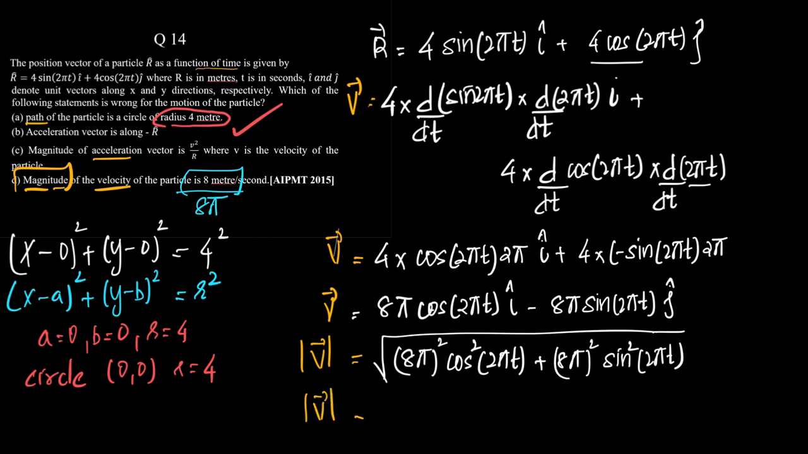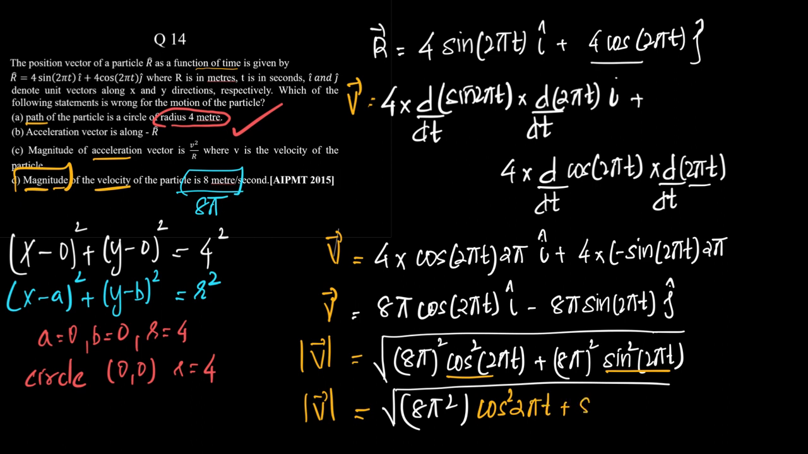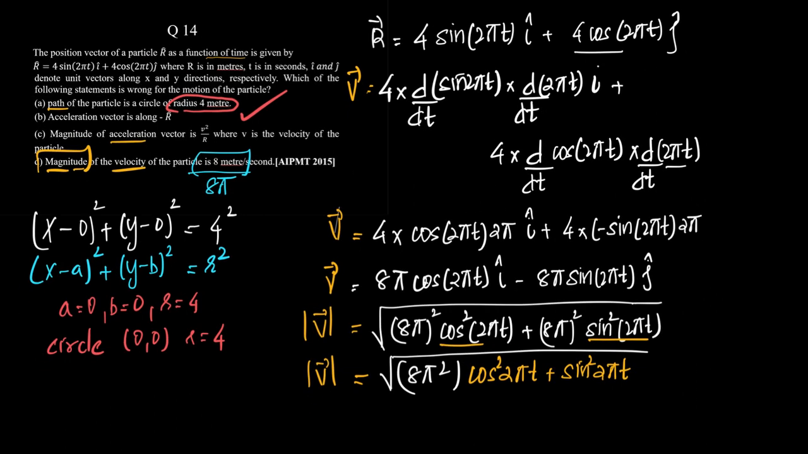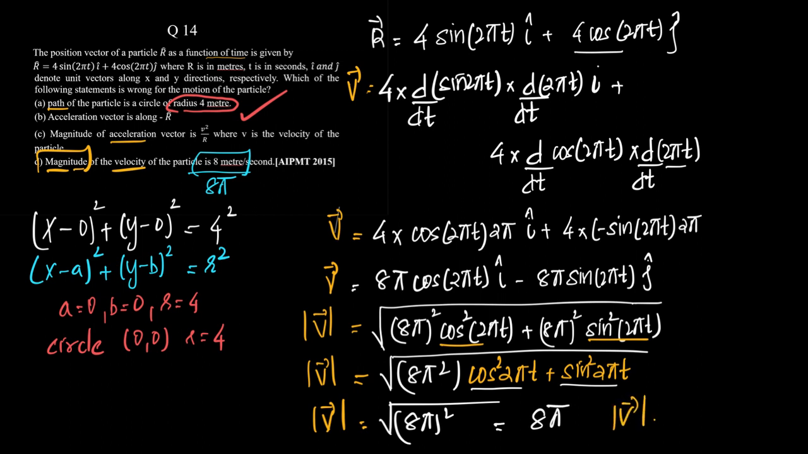and therefore magnitude of v is equal to root of 8 pi square. If I take 8 pi square common, what else is left? Cos square 2 pi t plus sine square 2 pi t, which is 1. So we get root of 8 pi the whole square, which is equal to 8 pi. So what is the magnitude of v? The magnitude of v is equal to 8 pi.